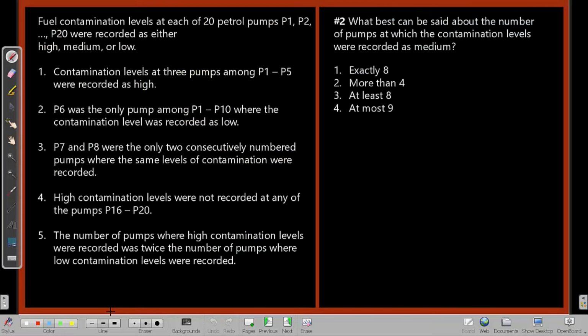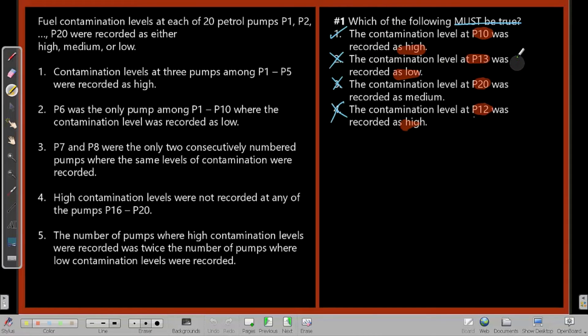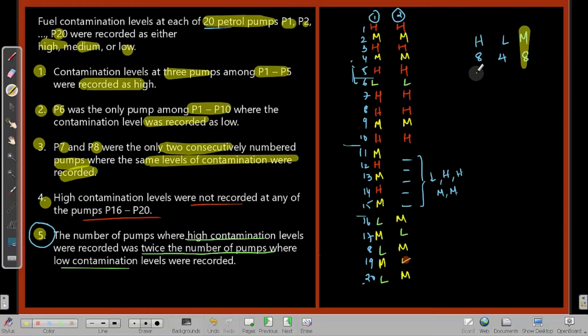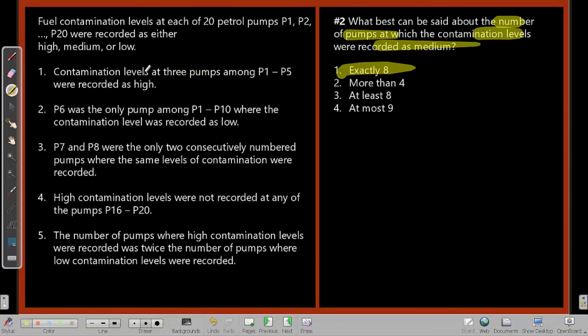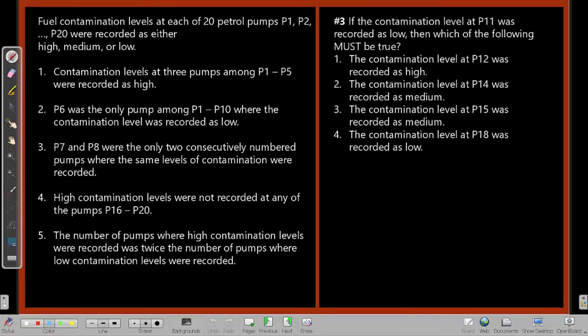Question number 2 says, what can be said about the number of pumps where the contamination level is medium? We all figured that out, that medium has to be equal to 8. So that's good enough for us to answer the question and say that the answer is exactly 8, as the choice number 1. Let's look at the third question.